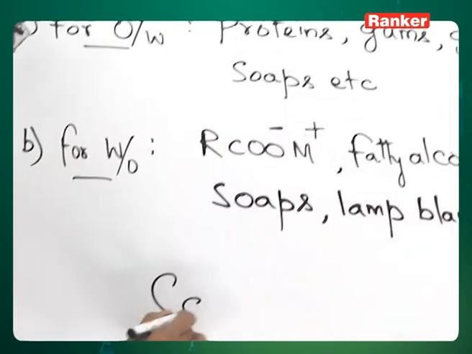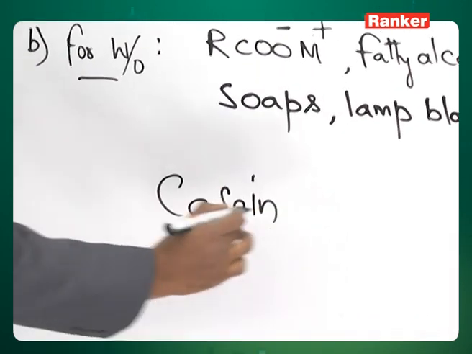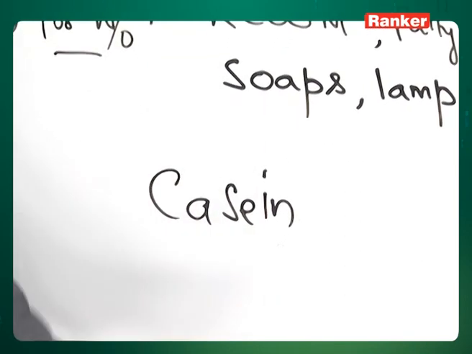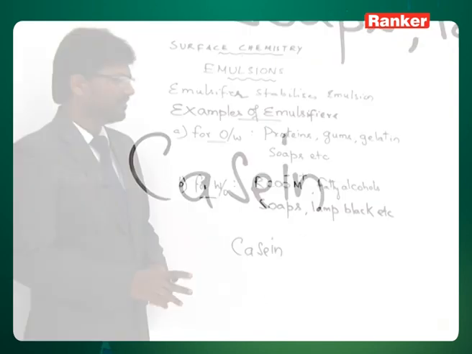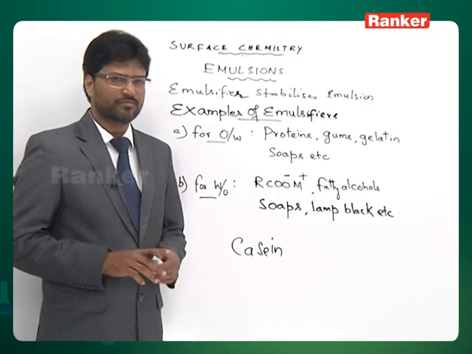There is a substance by name casein. This is the substance which is present in milk and it is responsible for stabilization of emulsion, that is milk.